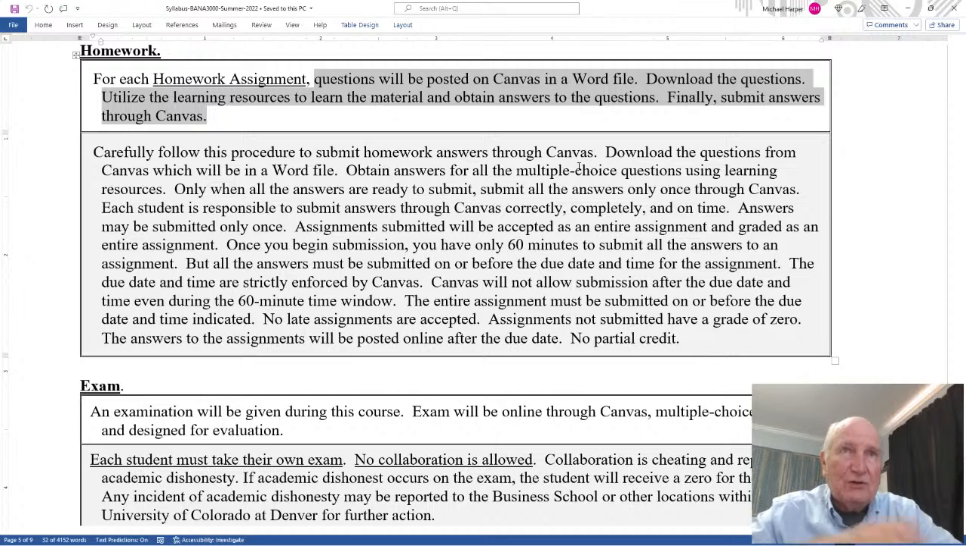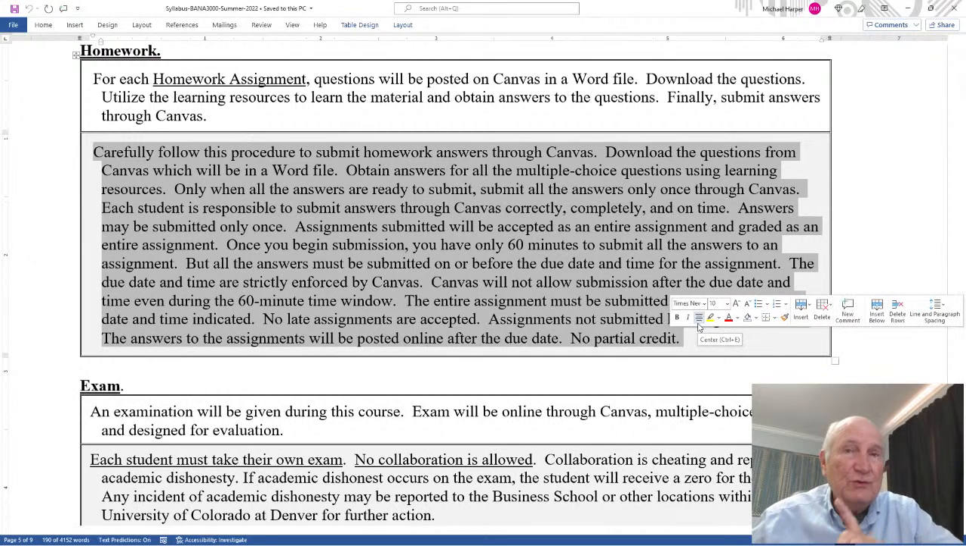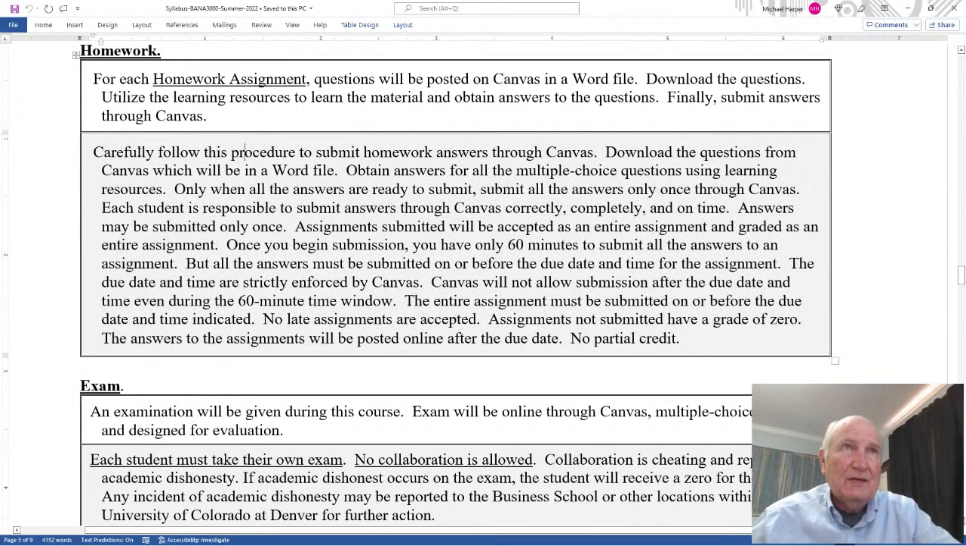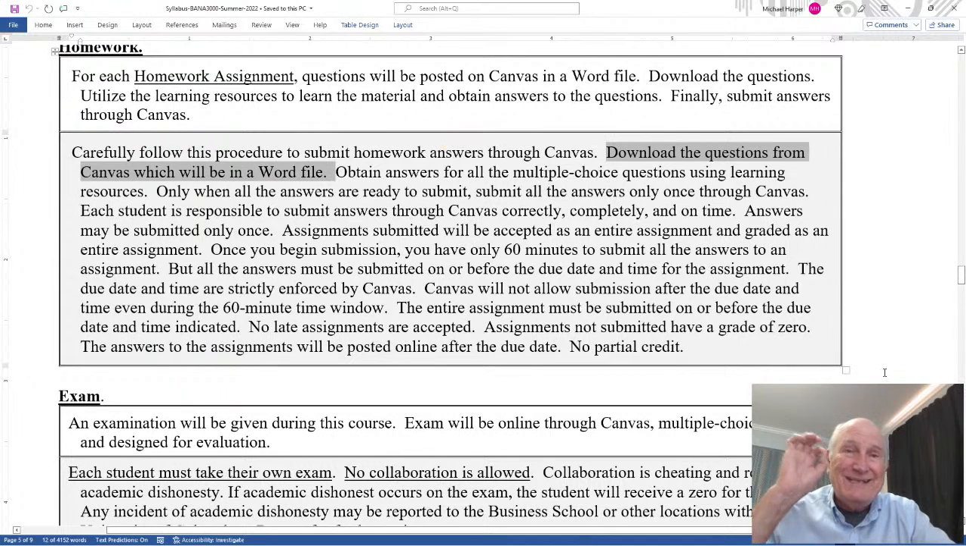Okay, so make sure you read the syllabus very carefully, especially this next paragraph. I'm going to read it for you. This is important. Carefully follow this procedure to submit homework answers through Canvas. So let me increase this a little bit. Download the questions from Canvas, which will be in a Word file. Notice, download the questions. You don't submit them, you download the questions.